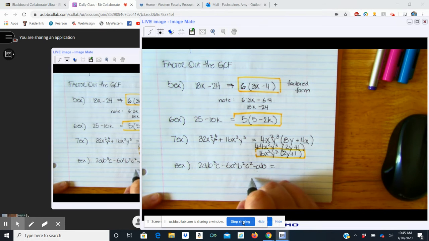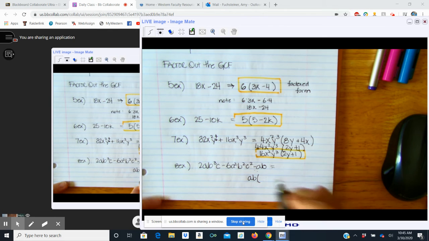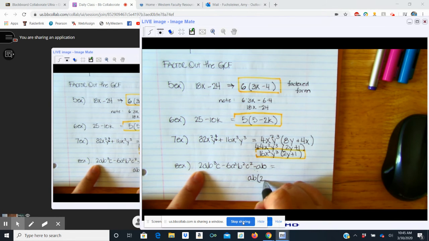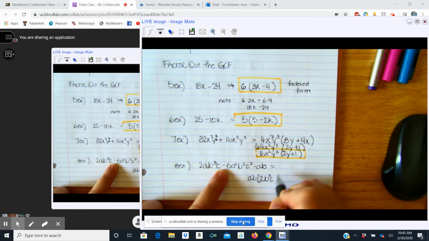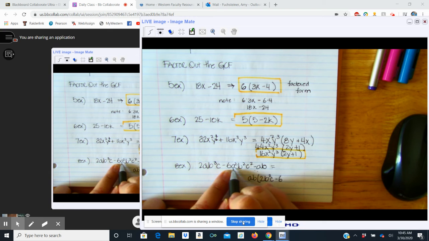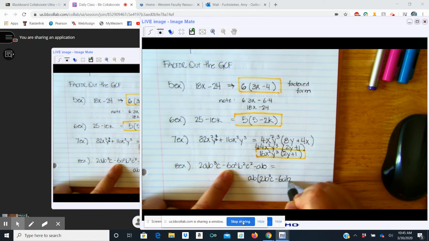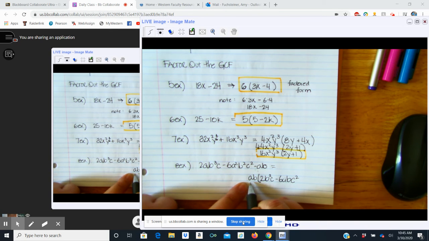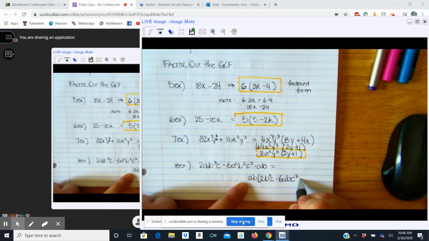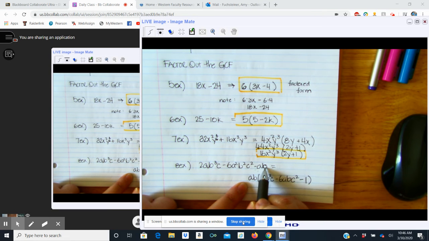Yep. All I can take out of this guy is an a and a b. And then I'm left with 2, a's gone, b squared c, minus 6 a b c squared, minus ab, but I'm taking both a and b out. So if I had ab and I'm taking both a and b out, that means I'm left with just 1. ab divided by ab is going to leave you with a 1.